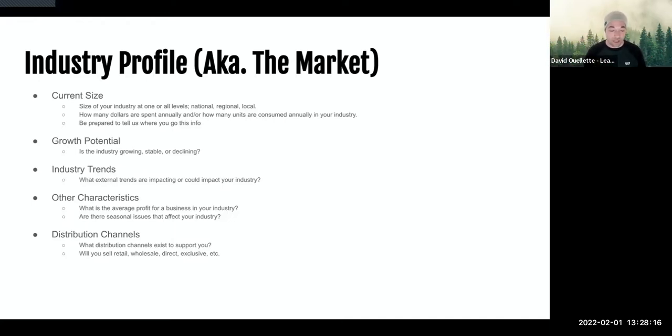Other things we could look at is, you could find maybe what's the average profit for a business in your industry? Is seasonality a problem in your industry? Is it very cyclical or seasonal?